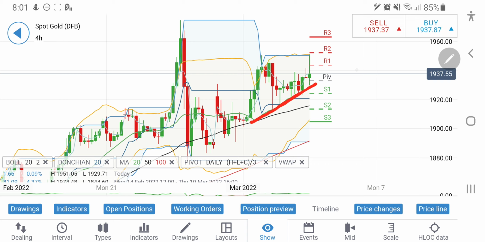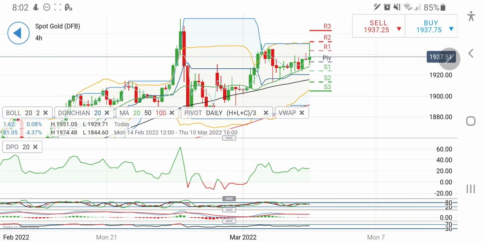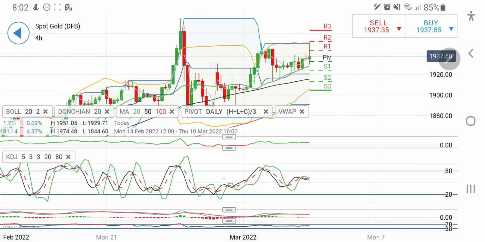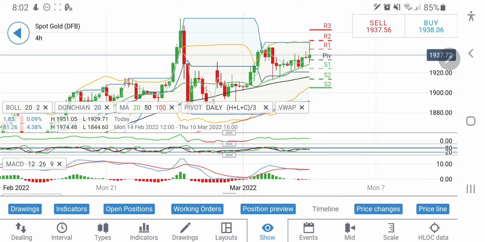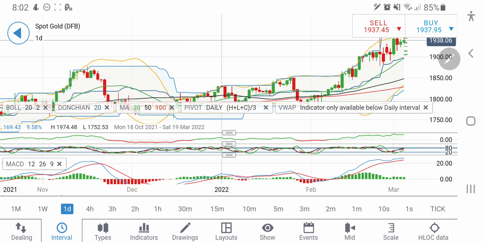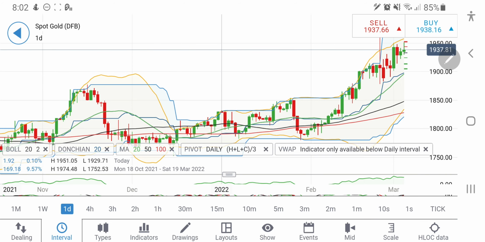Also, as I said many times, this zone between 1910 to 1920 is important. Breaking that, only then can we expect it to be bearish. Now look at the 4-hour charts. It is at a comfortable level. The stochastic and the MACD lines are almost running parallel and very close, there is no divergence or convergence there. And now coming back to the daily charts.